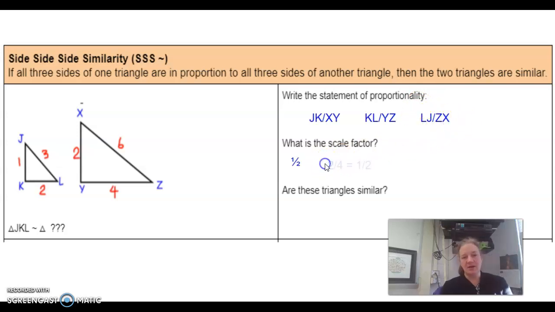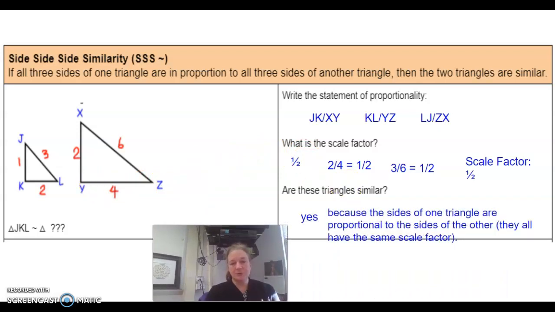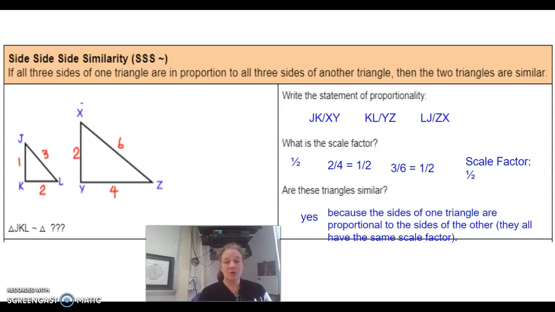And I get 1/2 compared to 2/4, which reduces to 1/2. Compared to the biggest sides, 3/6, which reduces to 1/2 as well. So I have a scale factor of 1/2, right? They all reduce to 1/2. Are they similar? Yes, they all have the same scale factor. Yes, and I know because the sides of one triangle are proportional to the sides of the other. They all have the same scale factor. You've already learned this. We're just putting a new name on it.